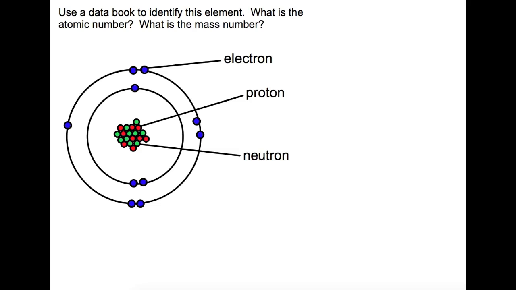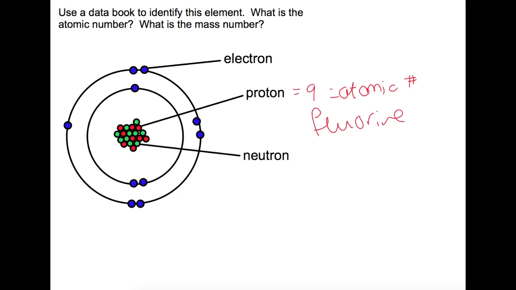So to find out what element you have, you need to count up the protons. So we have 1, 2, 3, 4, 5, 6, 7, 8, 9 protons. If we have 9 protons, then this is the same as the atomic number. By looking up a data book, all of the elements are in order of atomic number. You'll find that this is fluorine.